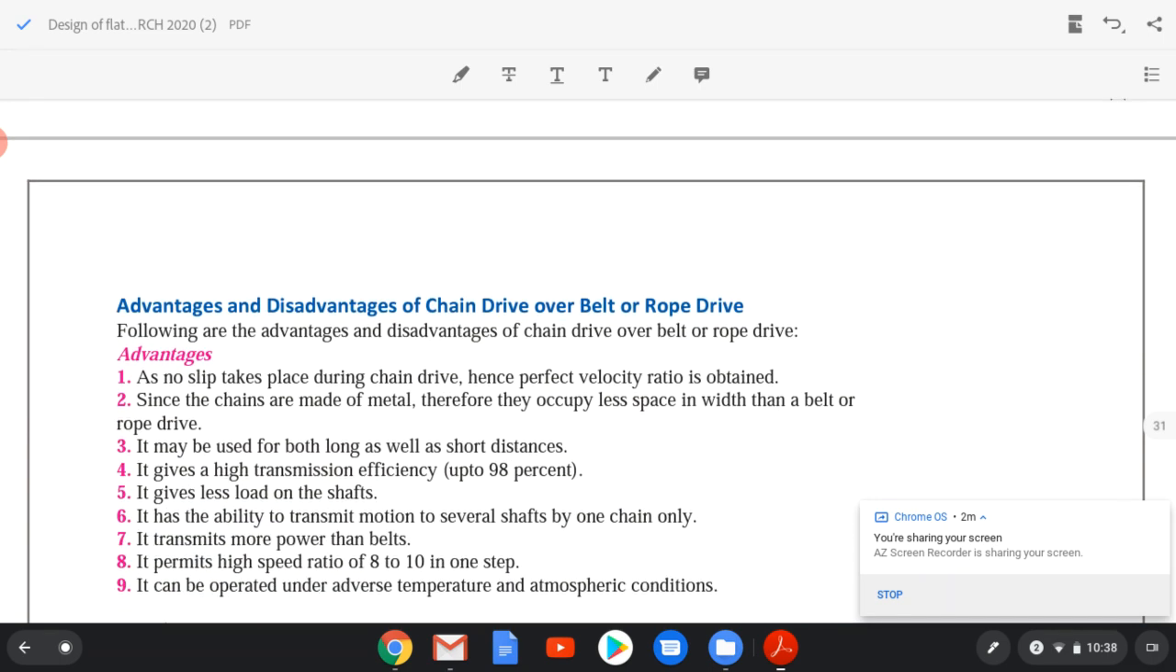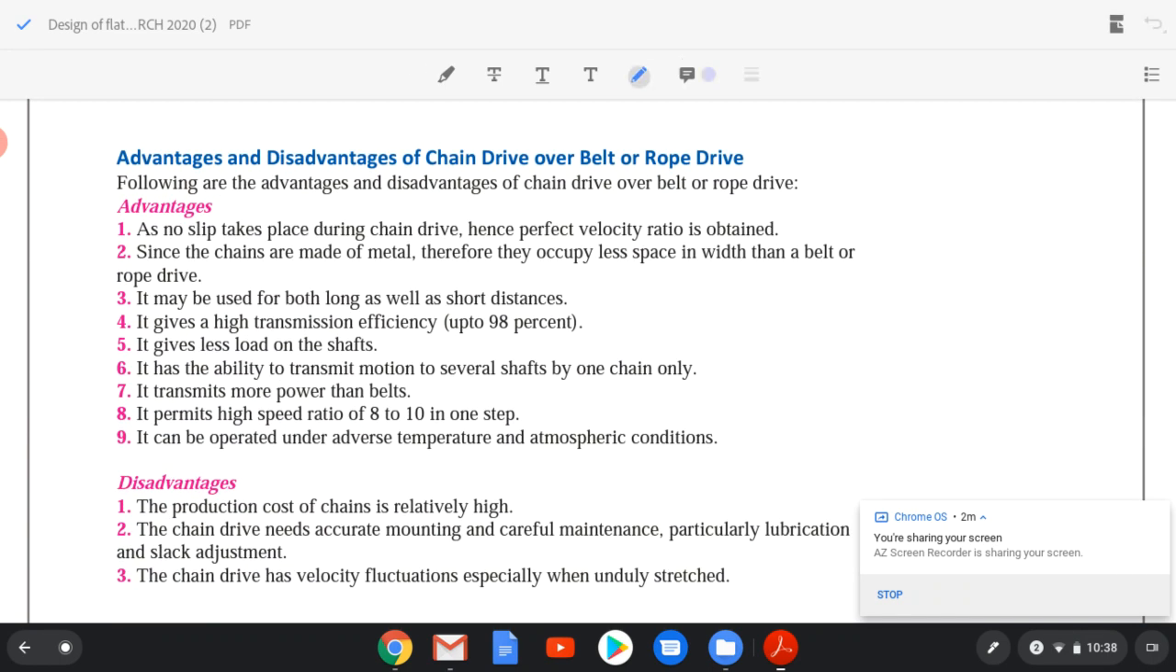Then the advantages and disadvantages of chain drive over belt drive: as we have already said, it has 0% slip. There is a positive drive, so there is no slip, so perfect velocity ratio is obtained, and they are made of metal. They occupy less space, high transmission efficiency because of low slip. Then it can be used for long as well as short distances, gives less load, transmits more power, high speed ratio, and it can operate under adverse temperatures because it is made of metal parts, so it can operate under high temperature also.